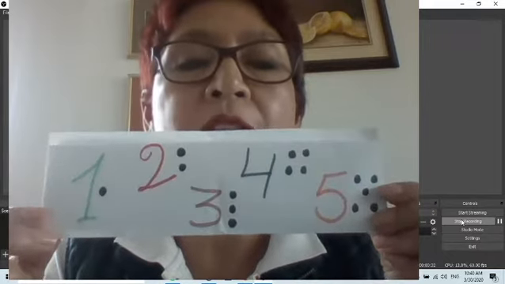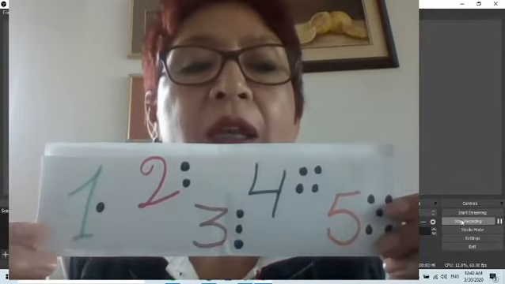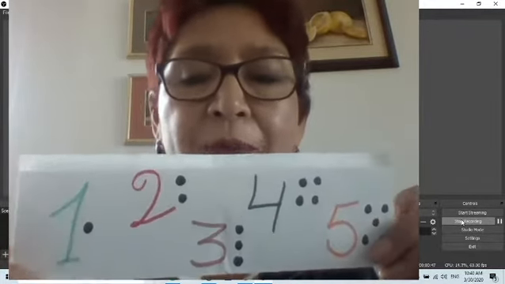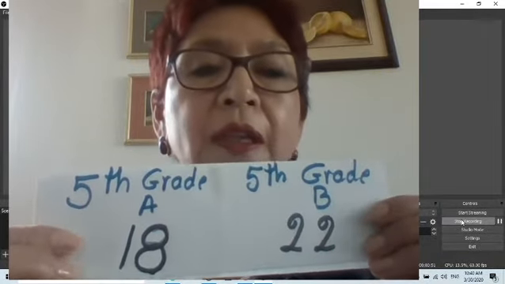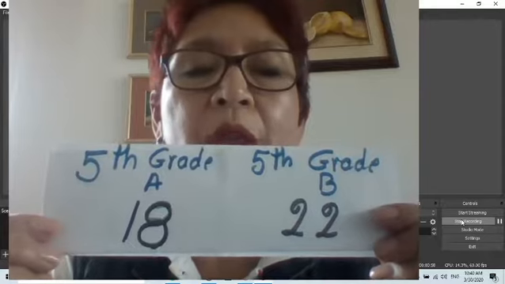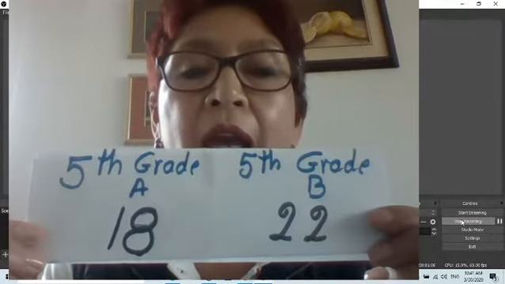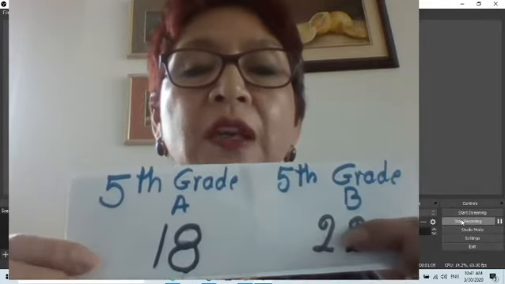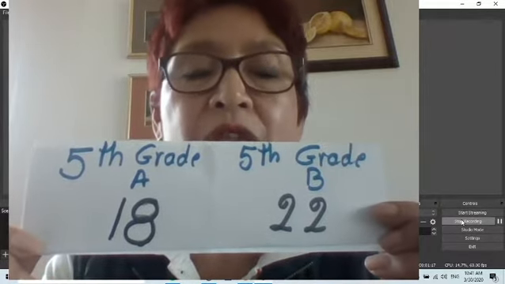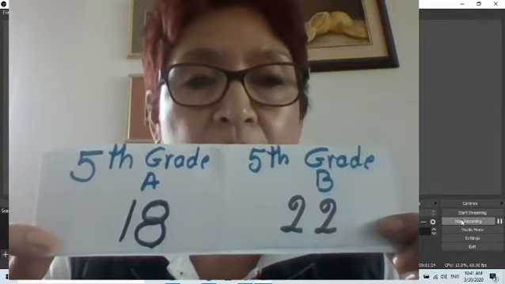But these numbers are very important too, because these numbers tell us how many things are somewhere. These numbers give information about the amount of things. For example, here we have fifth grade A and fifth grade B. Fifth grade A, 18 and 22. 18 is giving us information about how many students are in fifth grade A, and the number 22 gives us information about how many students are in fifth grade B. So there are 18 students in fifth grade A and 22 students in fifth grade B. So these numbers are also very important.